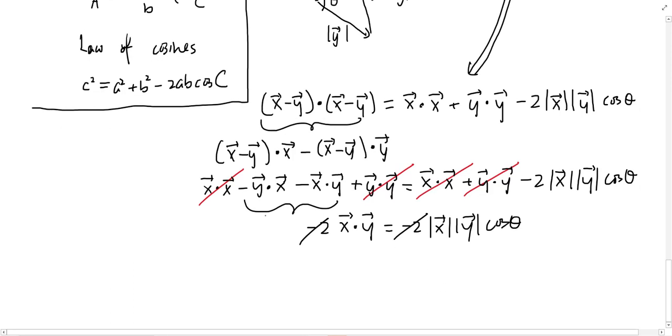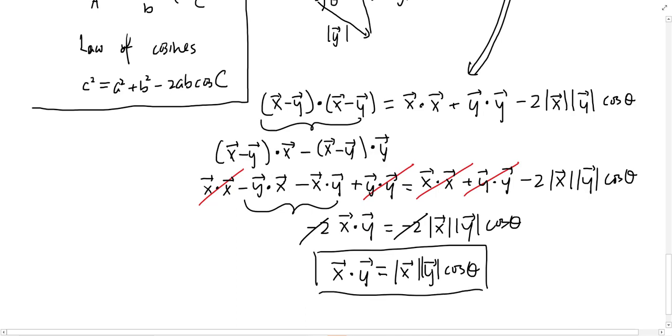And that leaves me with x dot y equal to length of x, length of y, cosine theta. Now this is an important formula because it allows us to evaluate the dot product between two vectors without knowing what the two vectors are, if we do know the length of the two vectors and the angle between them. So now you have two different formulas that will allow you to find the dot product between two vectors.